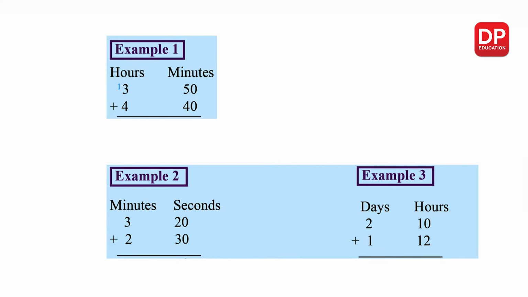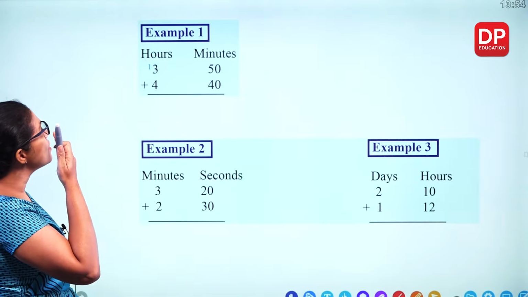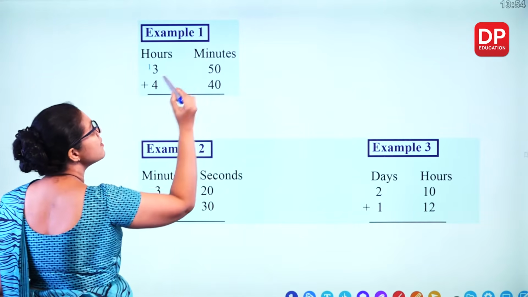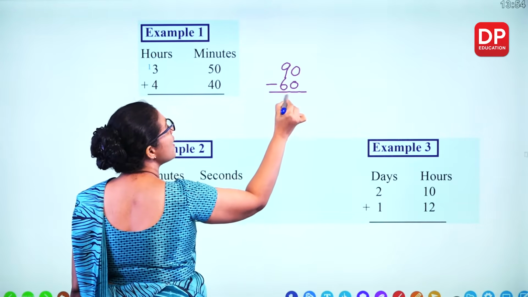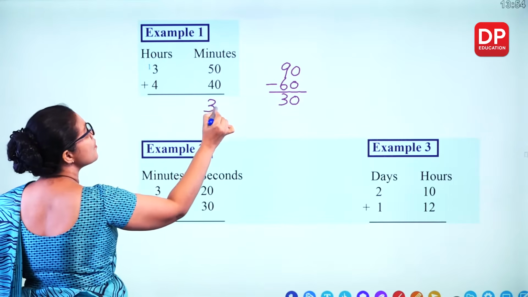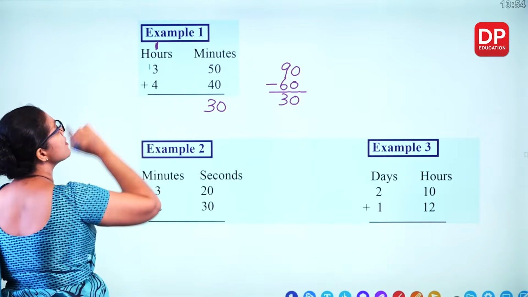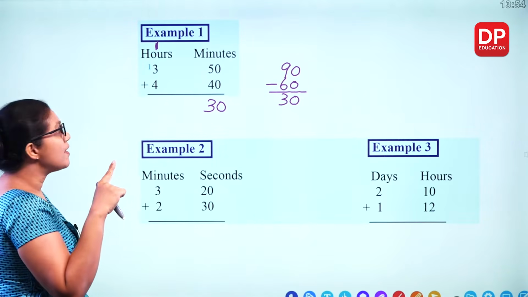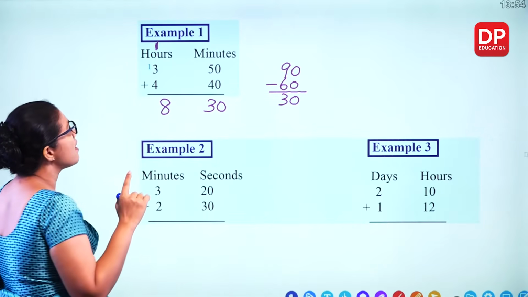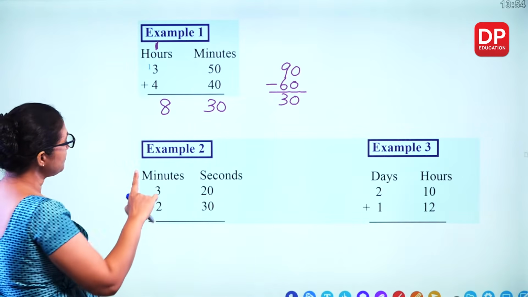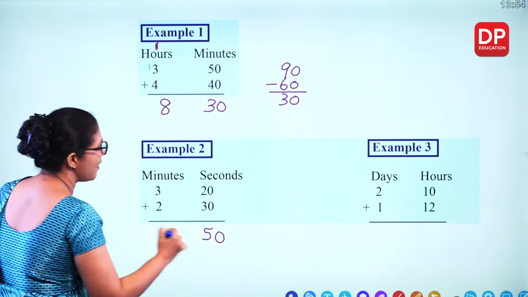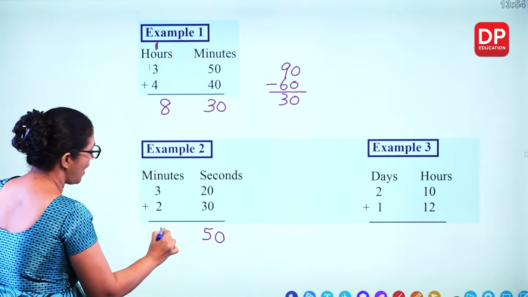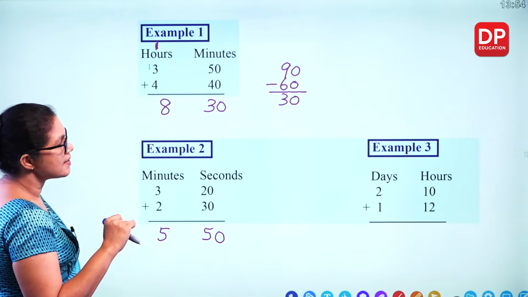Example number 1. Now we are trying adding time. So how do we do that? Hours and minutes. When you add this, you get 90. 90 minutes is more than 60, so you can subtract 60 from that. That means 30 minutes remaining, and you can add 1 to that. 4 plus 3, 7. 7 plus 1, 8. 8 hours and 30 minutes. This is minutes and seconds. 20 and 30 less than 60, so you can write 50 there. 3 plus 2, 5. 5 minutes and 50 seconds.